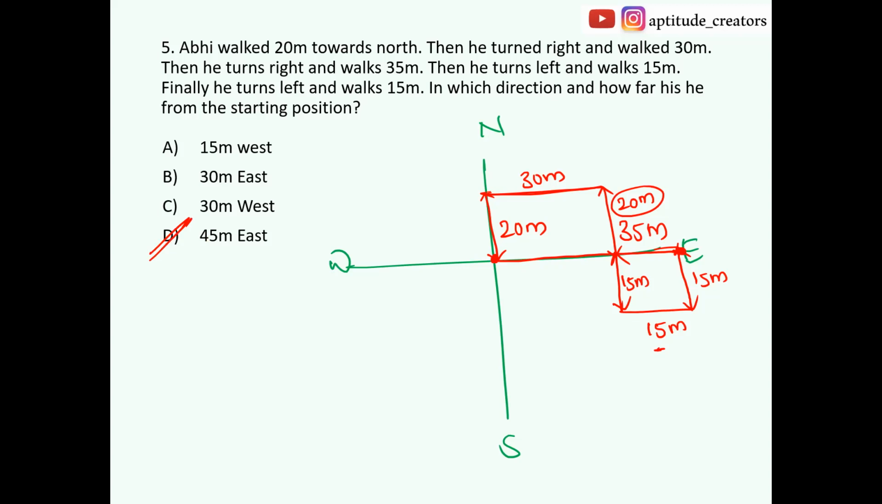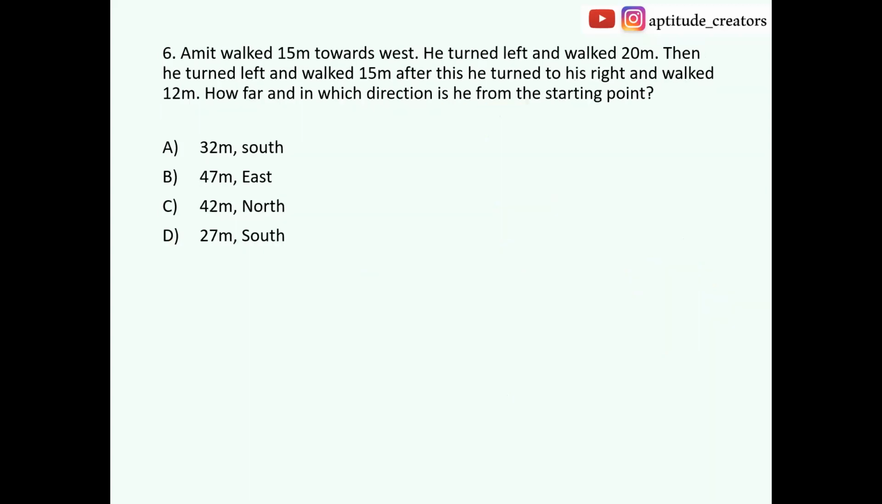And here he is asking direction also. Now, which direction? East direction. From the starting point, we can say east direction. The person is facing towards the east direction. Correct? Moving forward to next.